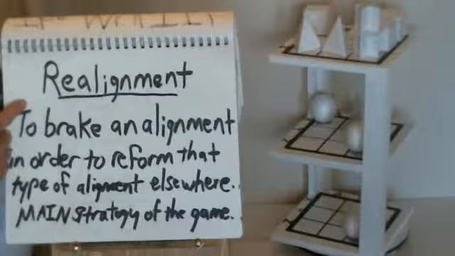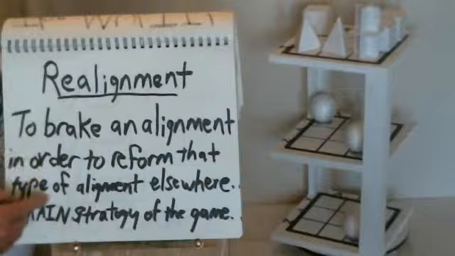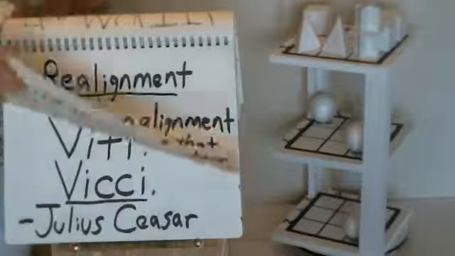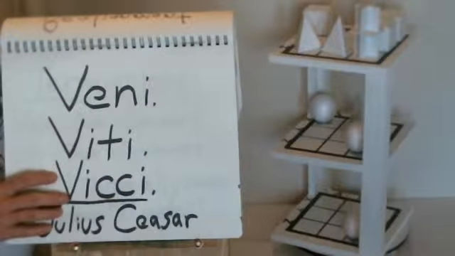And as I said, realignment is what makes the whole game go around, and that's when you break the alignment in order to reform that type of alignment elsewhere later in the game, and it is the main strategy of the game. And now let's get down to the terminology.